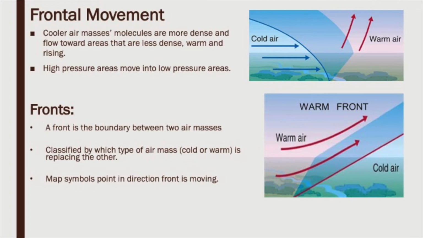During a front, we're going to have 2 air masses that meet. So that's the boundary between the 2 air masses. It's classified by which type of air mass, whether it be cold or warm, is replacing the other. So when you see it on a map, the map symbols point in the direction that the front is moving. And we'll look at that a little closer later in the week.